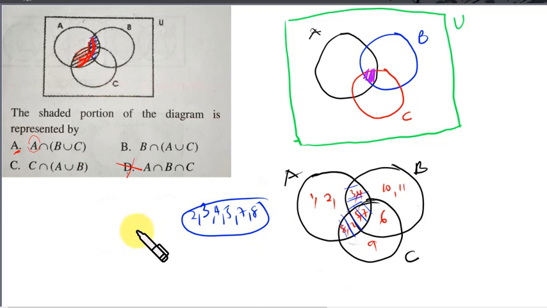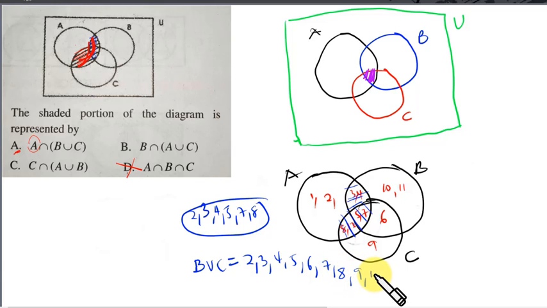Let's try the A and C. What is B union C? B union C means putting B and C together. So there is B and C. So I'm going to have a very big set here. It starts from 2, then I have 3, I have 4, 5, there is also 6, there's 7, there's even 8, there's 9, there's 10, there's 11.